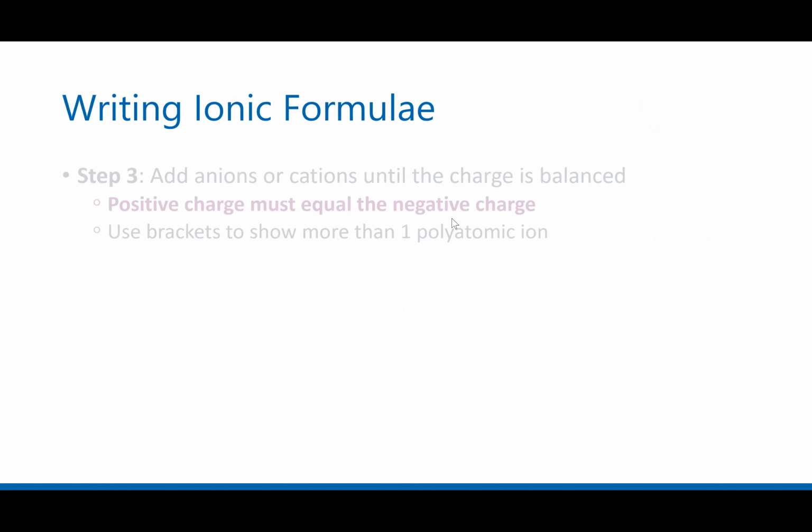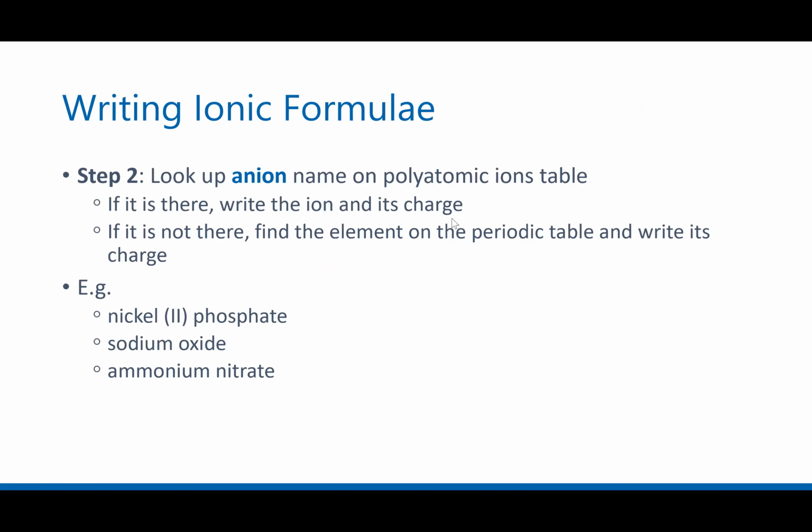Okay, we're going to put all this together in a minute. Step number 2, look up the name of the anion, that's the second word, on your polyatomic ions table. If it's there, you're done. You write the ion and its charge. If it's not on your polyatomic ion table, it will be on your periodic table, and I'll show you how to get the charge from the periodic table.